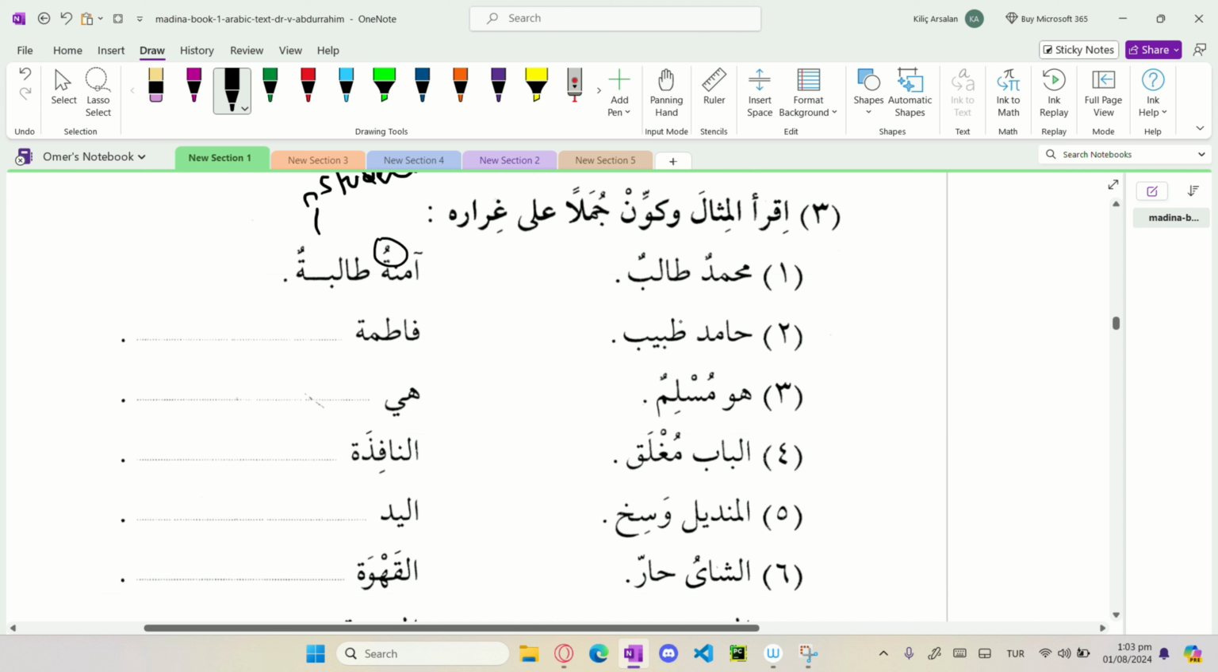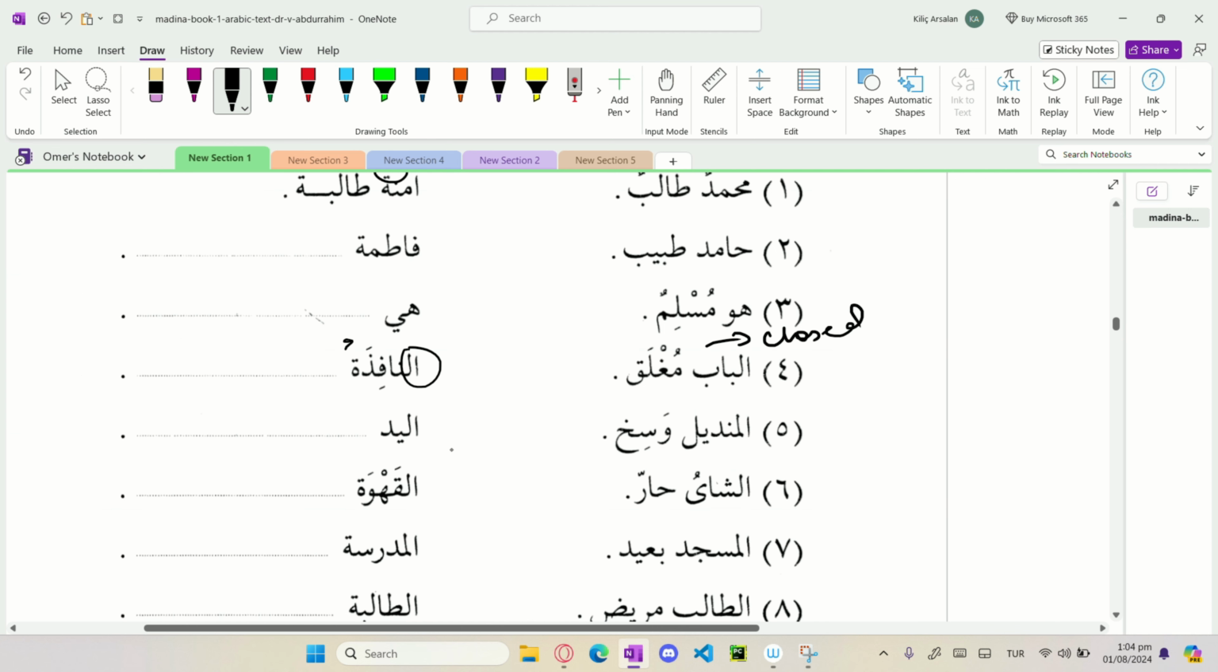هو مسلم، هي مسلمة. الباب مغلق means closed. النافذة مغلقة. النافذة, since it has the al, نافذة مغلقة. مغلقة is closed. المنديل وسخ. اليد وسخة. وسخ means dirty. Al-Mindil means handkerchief. We have studied this in the first lesson. So another reminder that you have to study the vocabulary, memorize it and solve the exercises.